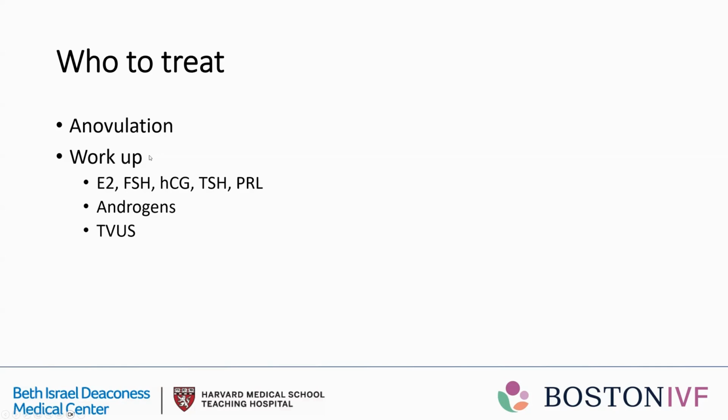In terms of the workup, in brief, you've done the workup. We just talked about it: the estradiol, the FSH, an HCG, checking a TSH and a prolactin to look for other causes of anovulation, an androgen panel, especially if you're suspecting PCOS, and then a transvaginal ultrasound, also looking for polycystic appearing ovaries on the ultrasound.